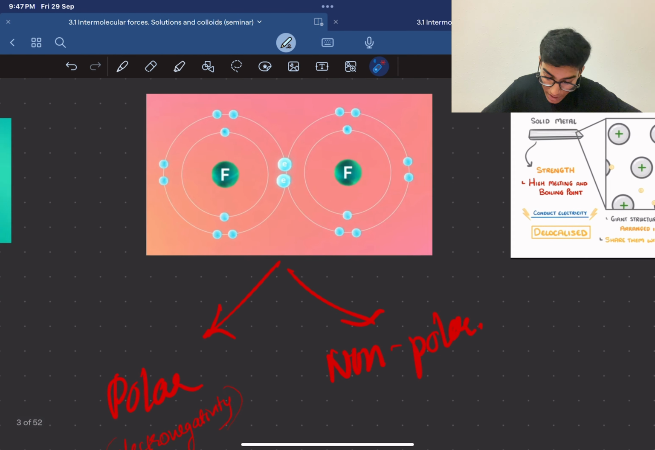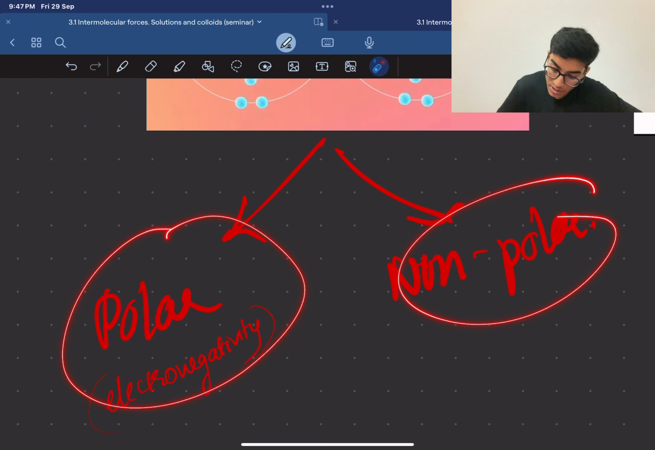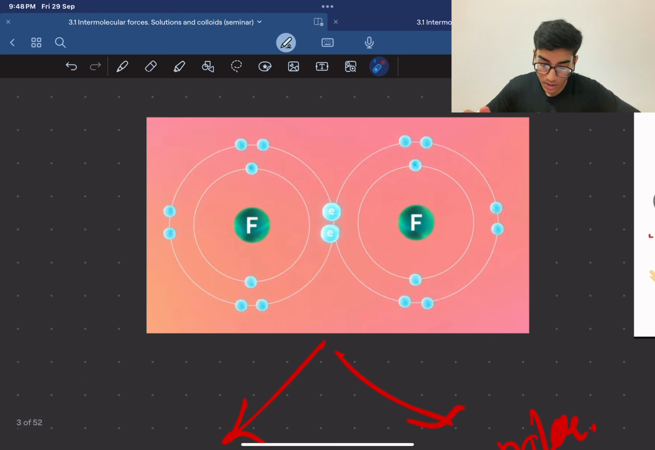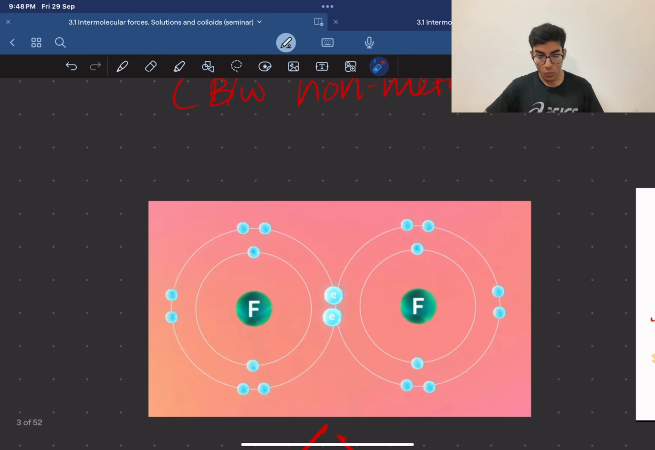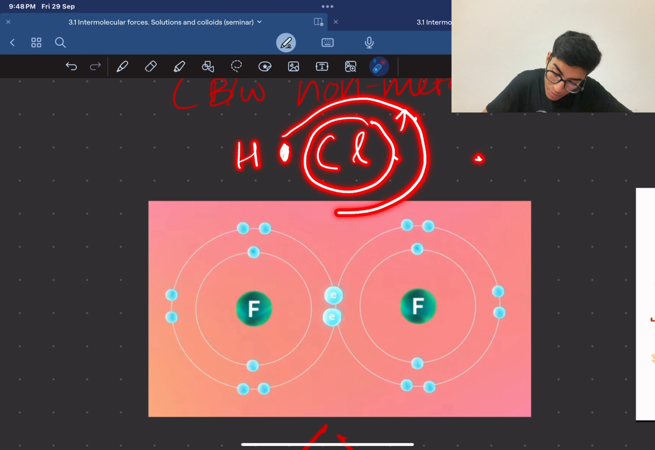And that is the covalent bond. Now, there are two types of covalent bonds: polar covalent bonds and non-polar covalent bonds. Now, if we were to take some other molecule, like let's say HCl, they have a covalent bond as well in between. But since chlorine has a higher electronegativity, it attracts more of the electrons from hydrogen over here.